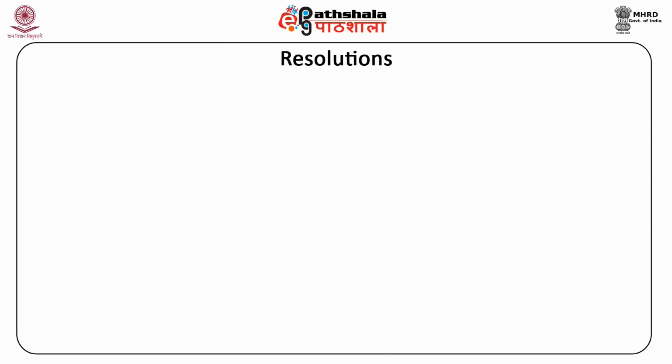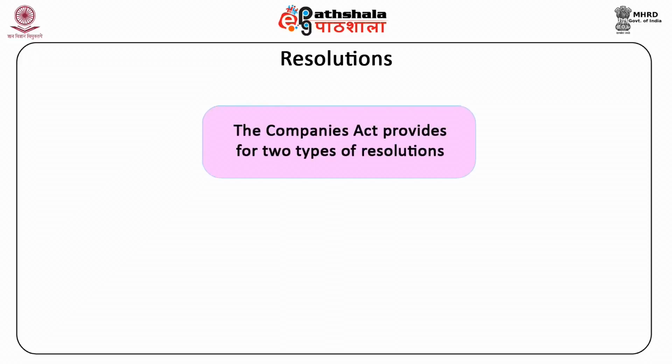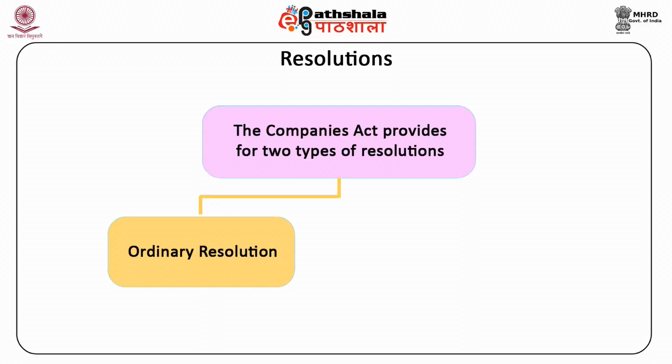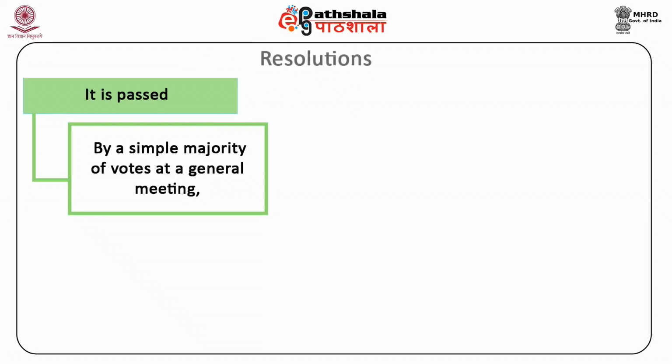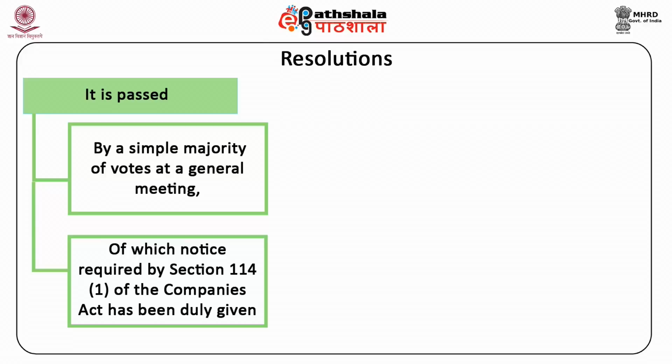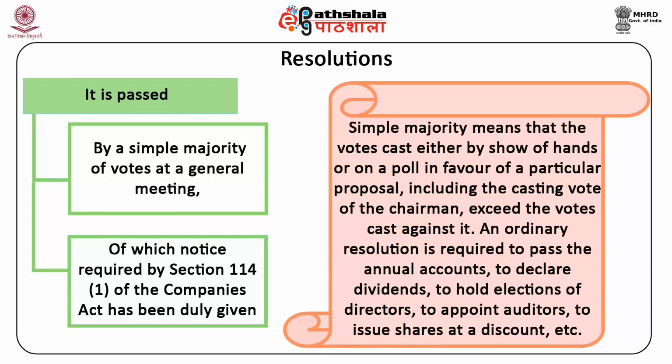Resolutions. A proposal, when passed and accepted by the members, becomes a resolution. The Companies Act provides for two types of resolutions. First, ordinary resolution. Second, special resolution. Ordinary resolution is passed by a simple majority of votes at general meeting, of which notice required by section 114 subsection 1 of the Companies Act has been duly given. Simple majority means that the votes cast either by show of hands or on a poll in favor of a particular proposal, including the casting vote of the chairman, exceed the votes cast against it.